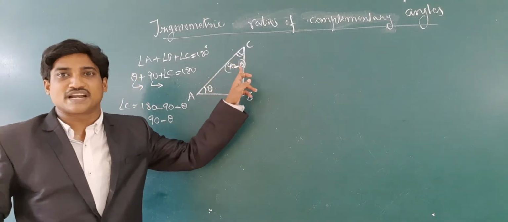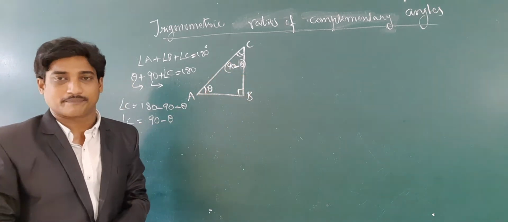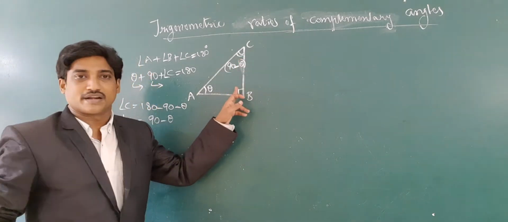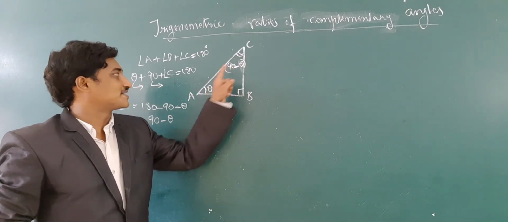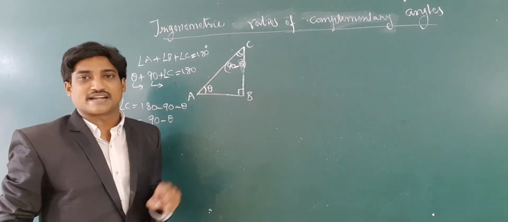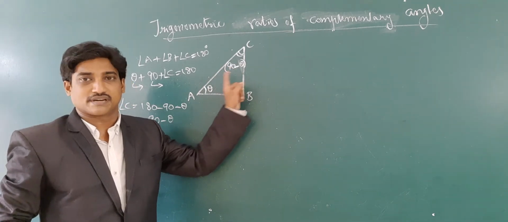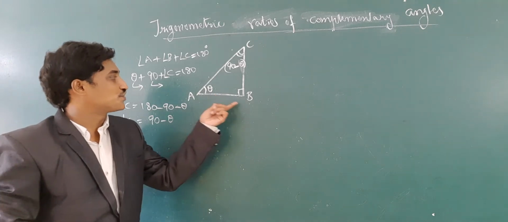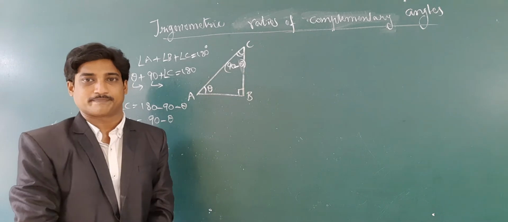Theta's complementary angle is 90 minus theta, and 90 minus theta's complementary angle is theta. Already angle B is 90, so angle A plus angle C is 90 degrees. Angle A is theta and angle C is 90 minus theta. These are complementary angles. Now we are going to see trigonometric ratios with respect to these complementary angles.